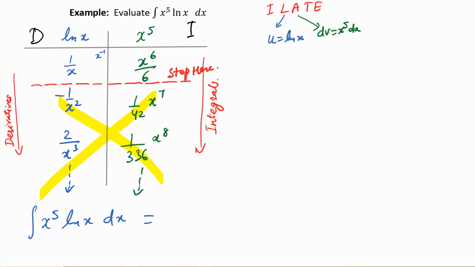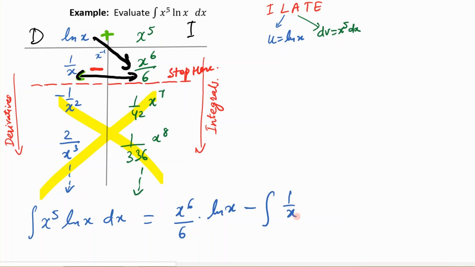Thus, we're going to first write our solution. We take the product of the diagonal, and we add a positive sign. Since we are stopping above this red line, now we have only one option. The second term is going to be the integral of this horizontal row, and for that we need to use our negative sign. Thus the solution becomes x raised to the power 6 over 6 times ln x, a positive term, minus the integral of the product of 1 over x and x raised to the power 6 over 6 dx.